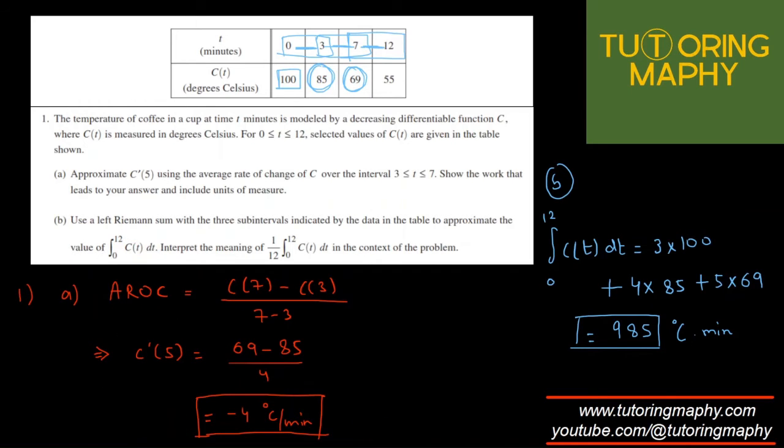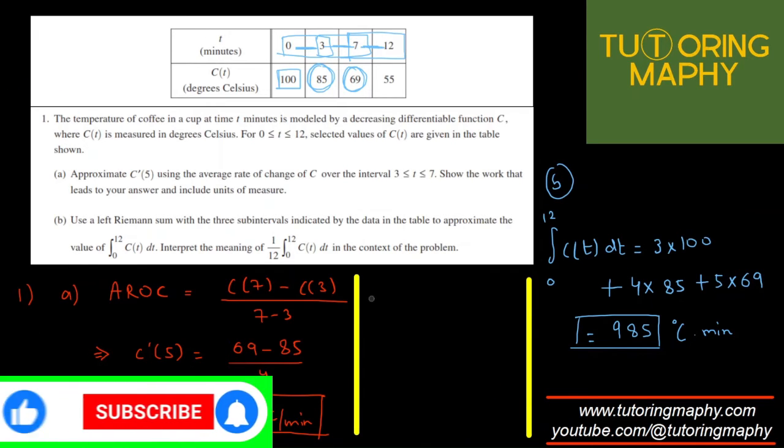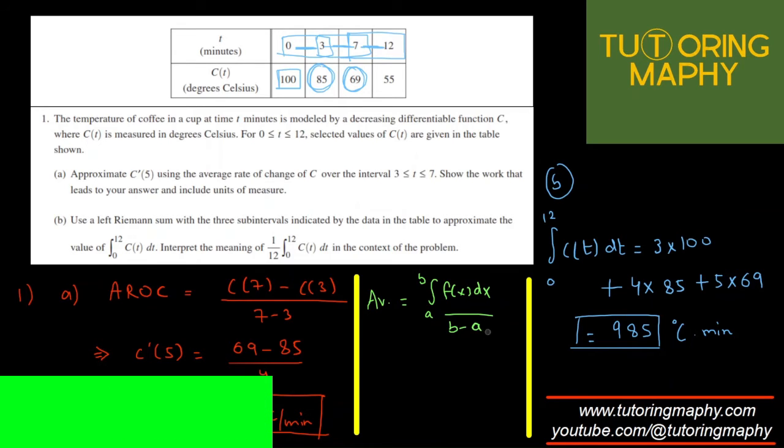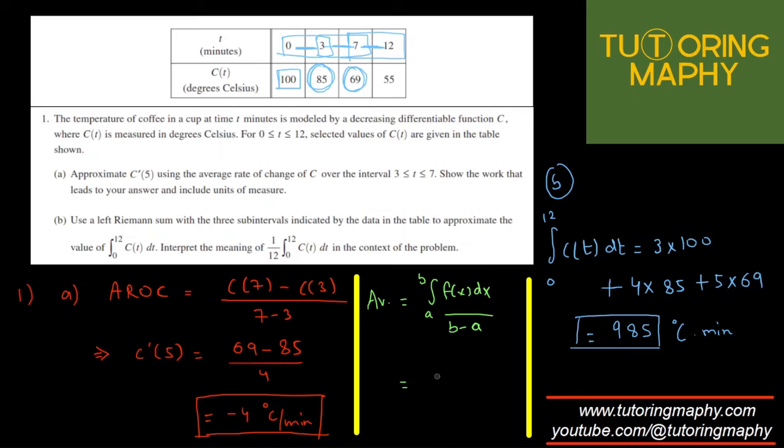The average value of the function looks like that, because we know that the average value of a function is given by the integration from a to b of the function f of x dx over b minus a. So that's what it looks like over here: integration from 0 to 12 of f of t dt over 12 minus 0. That's going to be the average value of the function, and that's where this 1/12 is coming from.